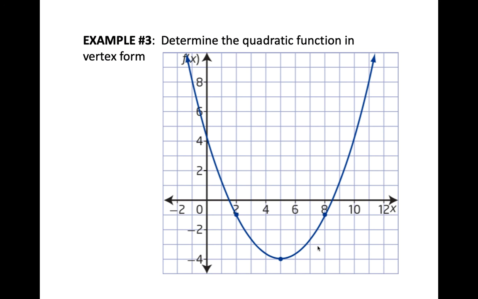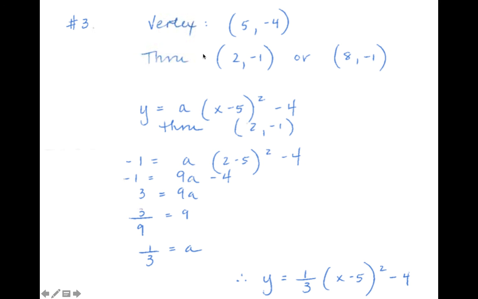The next type of question that I can give you is one where I give you a graph and ask you to create the equation. Now, what's important for you to see in this picture is a couple of things. You want to notice where the vertex has been found and if it's gone through any specific points. So I've noted the vertex was (5, -4), and it's gone through (2, -1), or you could also think of it as going through (8, -1).